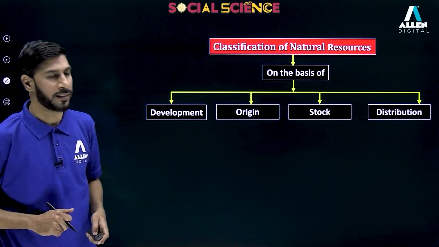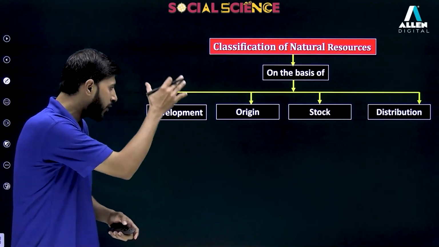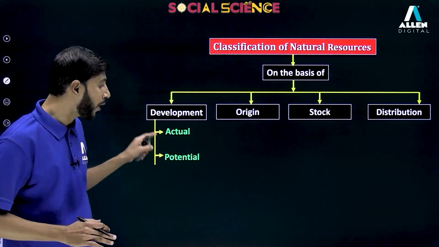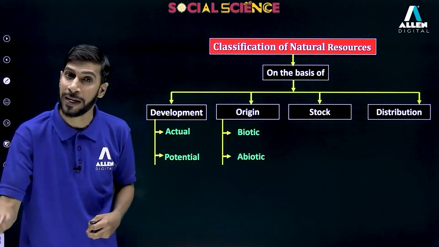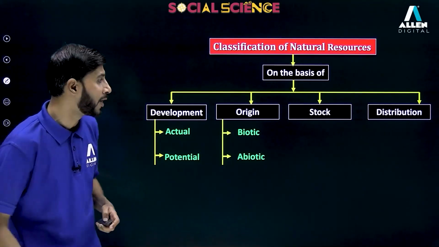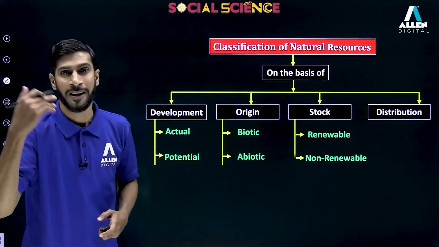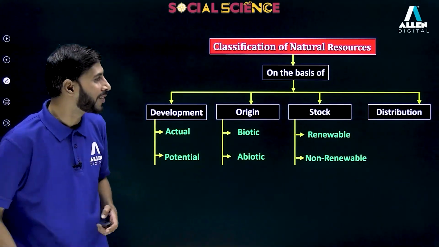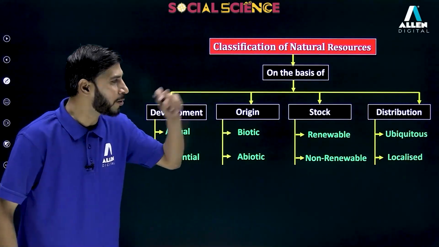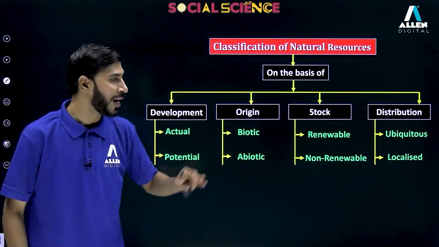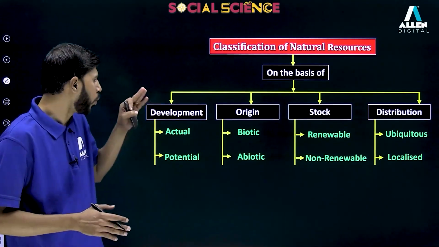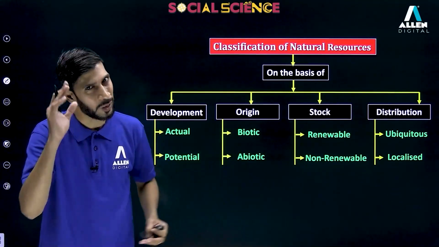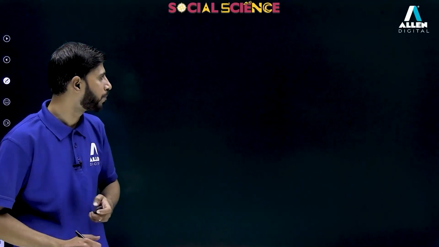Further, they are classified. So if I talk about development, further they are classified into actual and potential resources. And if I talk about origin, they are classified into biotic and abiotic resources. If I talk about stock, they are renewable and non-renewable resources. And if I talk about distribution, they are ubiquitous and localized resources. Now what we are going to do is, we are going to learn them one by one. So let us start with the first one.